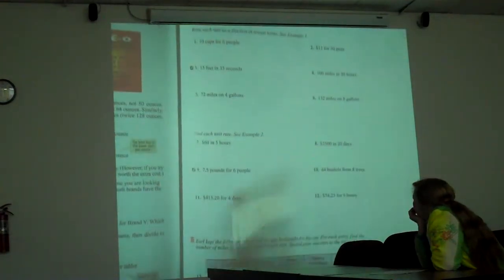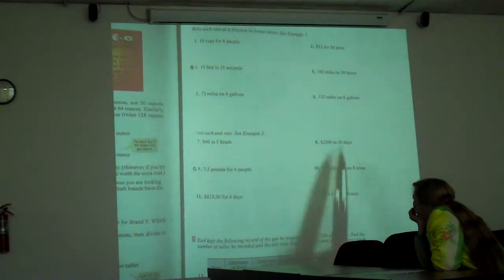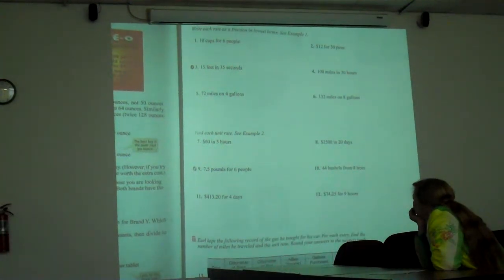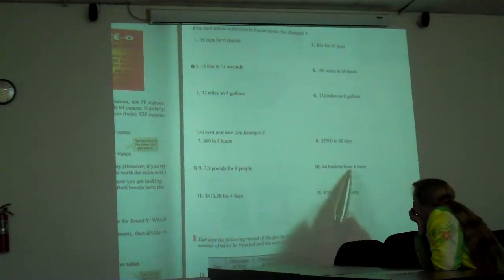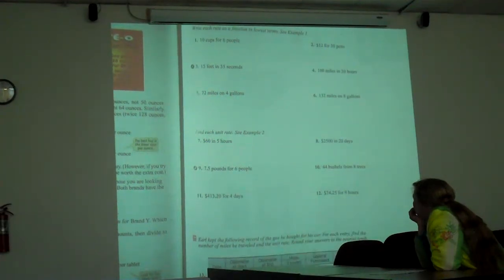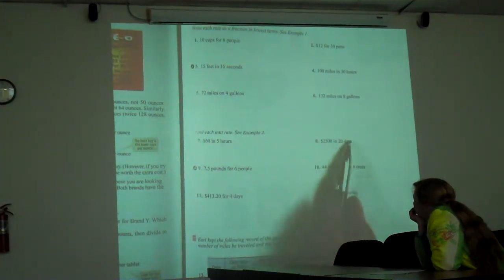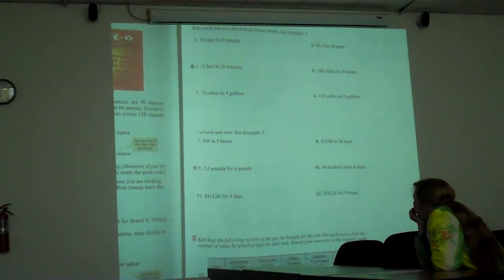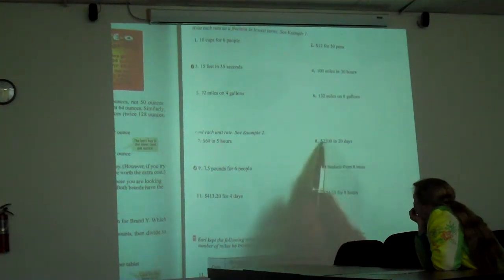These problems, unit rates. This divided by this, divided by this. You just put bushels per tree. This would be dollars per hour. Okay? So you're going to use these units here to tell what the unit rate is. You divide this one out, you'll have how many dollars per day.